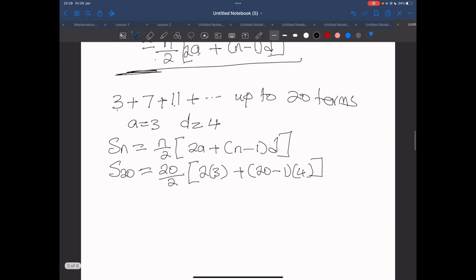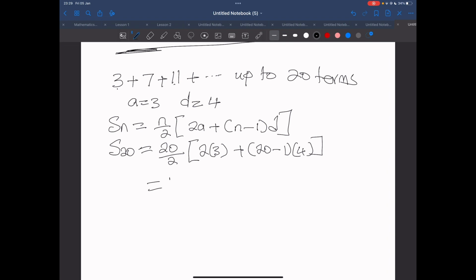So this is a simple application of our formula. You can work it out with your calculator right away and get the answer, or you can just simplify and substitute. In this case, 2 times 3 is 6, and this is 19 times 4, which is 76. So working this out is 82 multiplied by 10, which is 820. So this is the sum to 20 terms of this series.